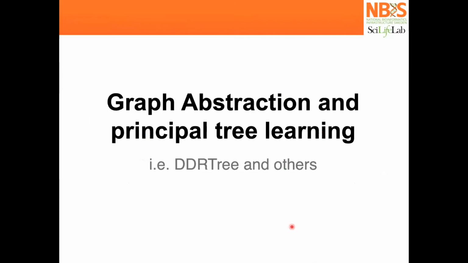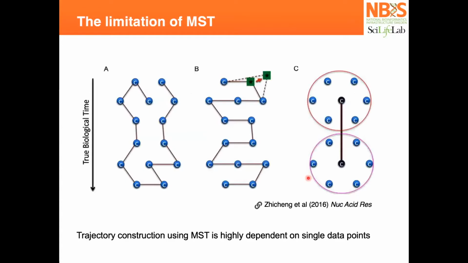Another method that is now one of the gold standards for trajectory analysis is the update of the MST, which is a graph abstraction, or the principal tree learning. So this is one of like DDR3, and others are inside this category. And most current methods use this method.